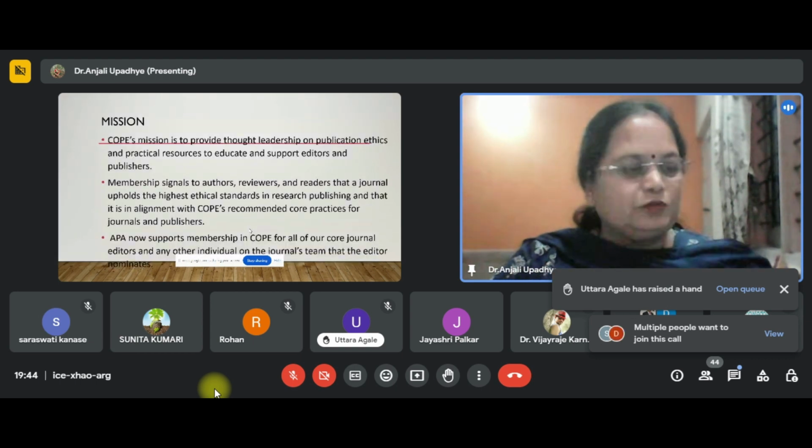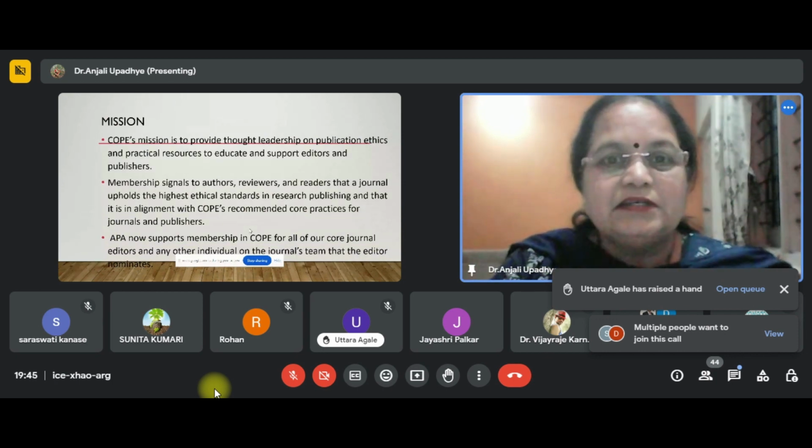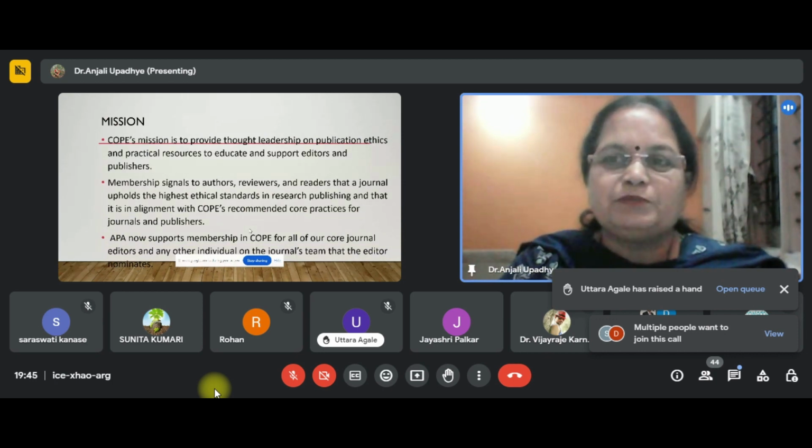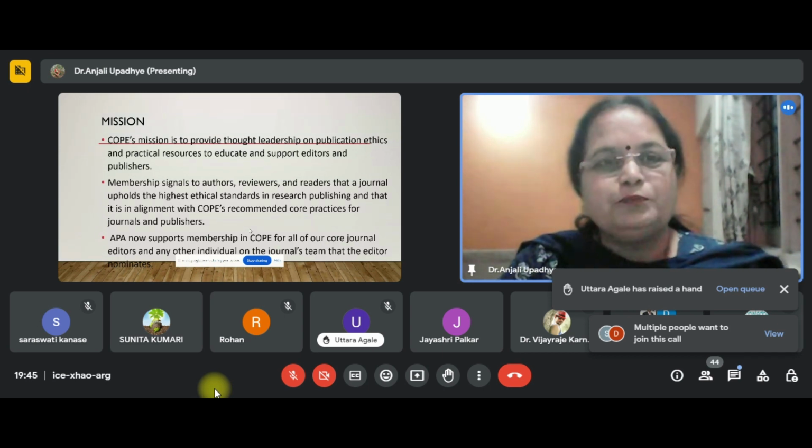So what is the mission of COPE? Why has this statutory body come into existence? To provide leadership in publication ethics, because at the end, we are going to publish it.